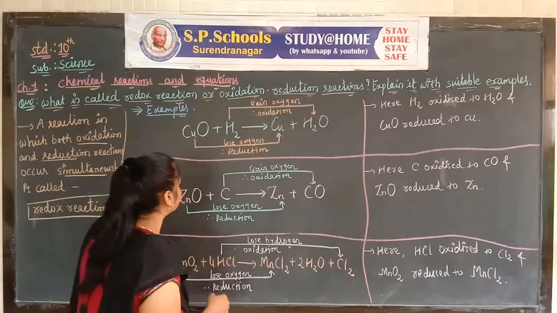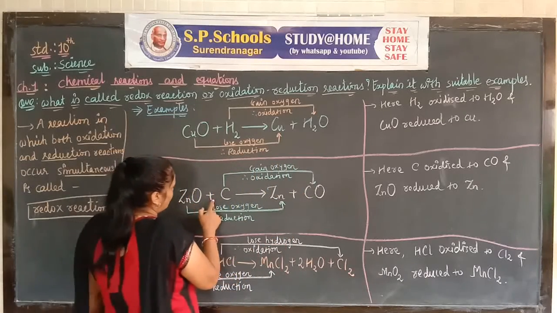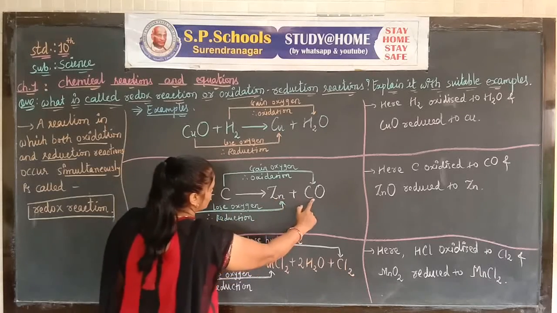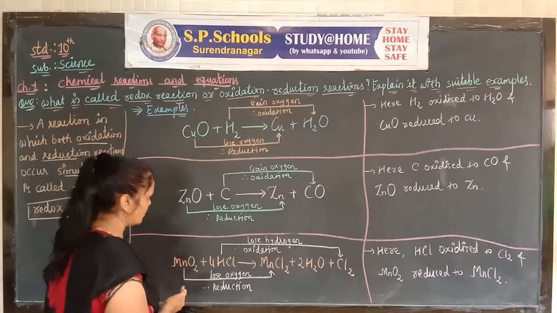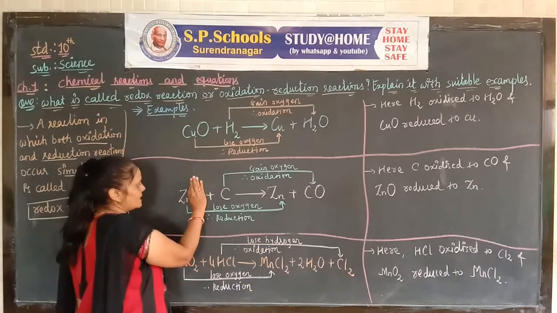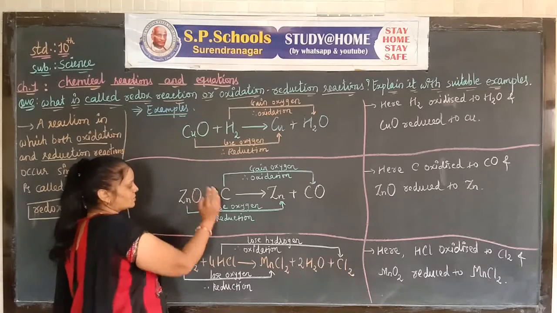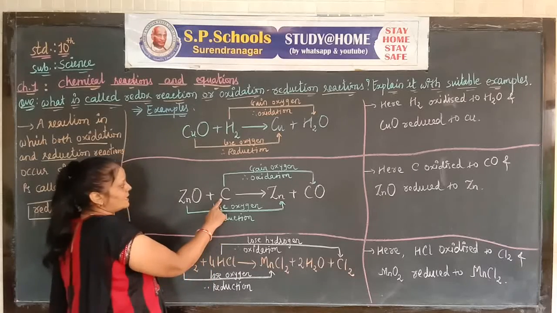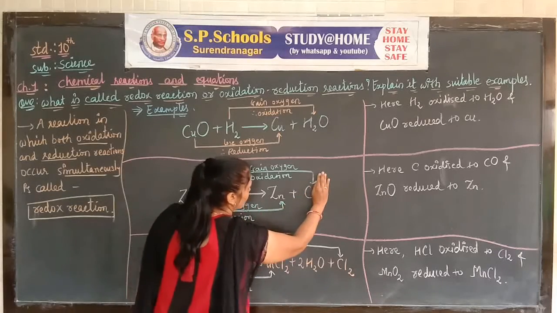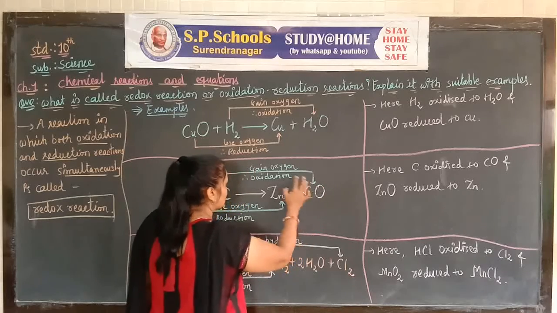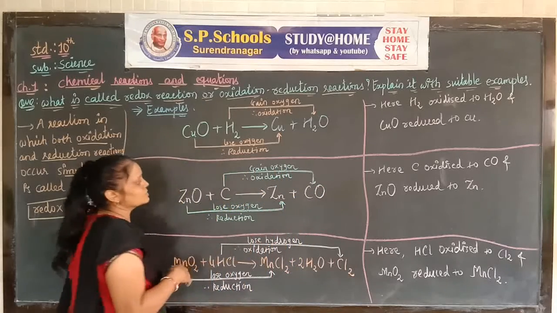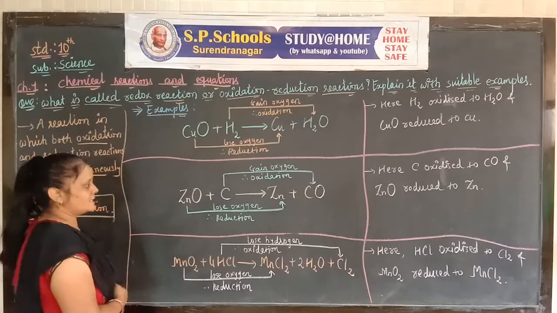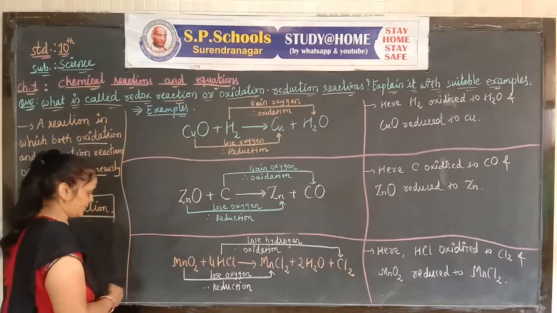Second example, ZnO combined with carbon to form Zn plus carbon monoxide CO. Here we see that ZnO loses its oxygen, so this is called a reduction reaction. Carbon gains one oxygen, so it is called an oxidation reaction. So this is also an example of a redox reaction.